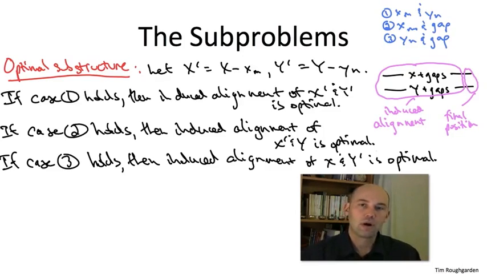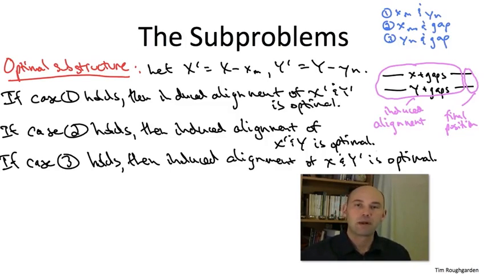In the second case, where the character little x sub m gets matched with a gap, the induced alignment, this time of x prime and y, has to be optimal in its own right. And in the third case, where little y sub n gets matched with a gap, the induced alignment now of x and y prime must be optimal. So one way to think about this kind of assertion is it says that the optimal solution to a sequence alignment problem depends only on the solutions to three different smaller subproblems.